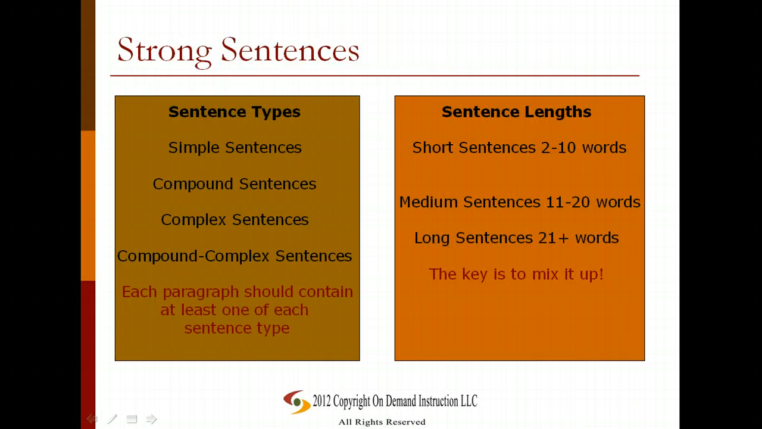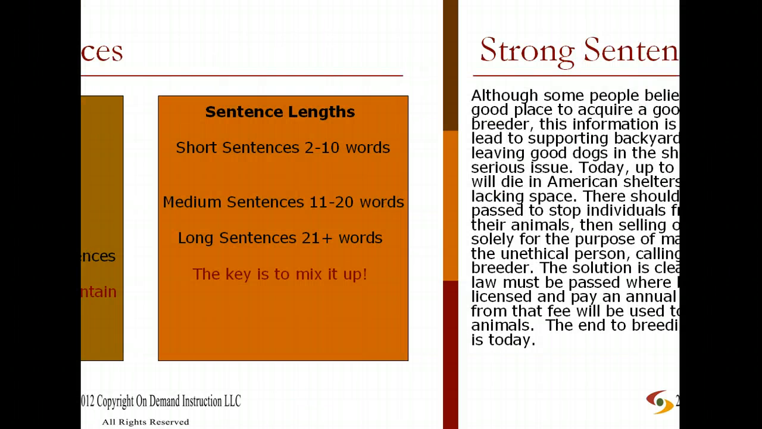All right, in strong sentences, what are we looking for? Use of strong sentence fluency. You want to have a combination of different sentence types and of different sentence lengths. So for sentence types, we want to have simple, compound, complex, and compound complex sentences. Every paragraph should contain at least one of each of these sentence types. For sentence lengths, we want to have a combination of short, medium, and long sentences. Mixing it up is really the key to strong sentence fluency.